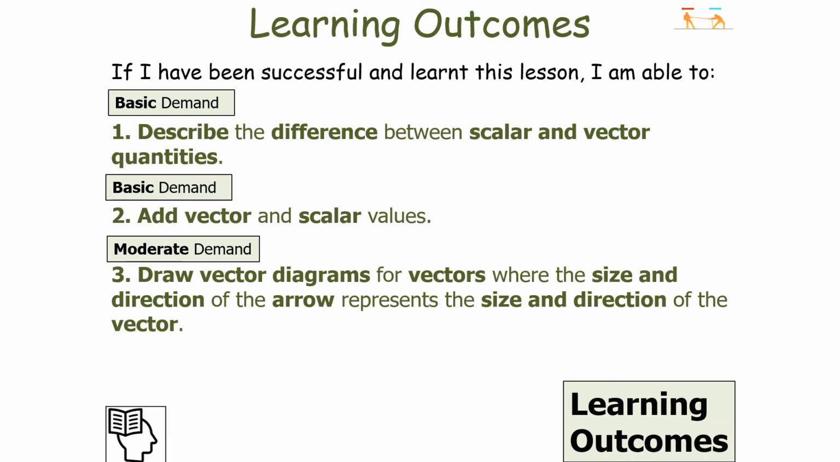So if you've been successful and learnt in today's lesson, you should be able to describe the differences between scalar and vector quantities, add vector and scalar quantities, and draw vector diagrams for vectors where the size and the direction of the arrow represents the size and the direction of the vector.